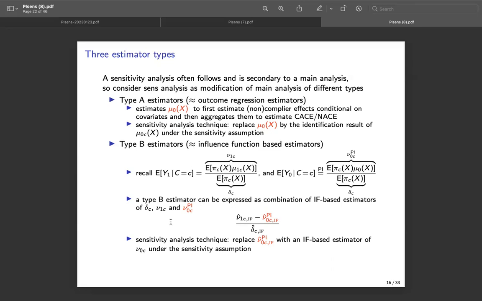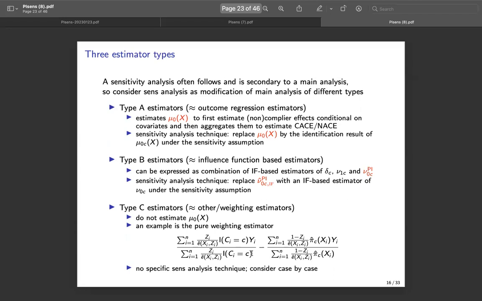And for these estimators, the sensitivity analysis technique is simply to replace this piece, which has PI on it because it's based on PI, with an IF-based estimator of mu0c under the sensitivity assumption. That's it. So at least we have ideas for type A and type B. And then type C is kind of the catch-all, the remaining that do not estimate mu0x, and that includes some pretty nice estimators like the pure weighting estimators, among others.